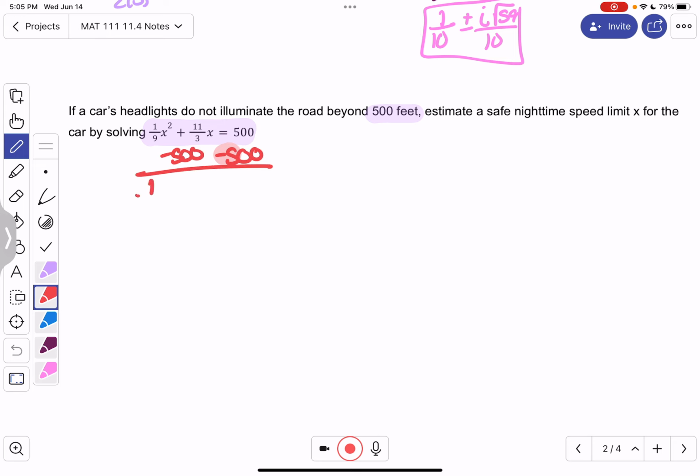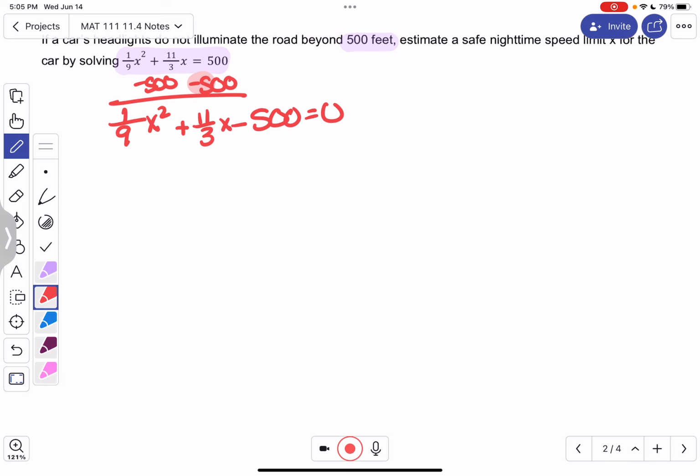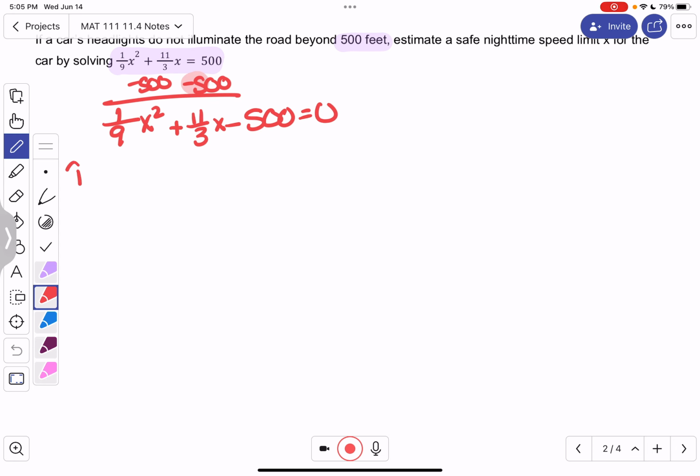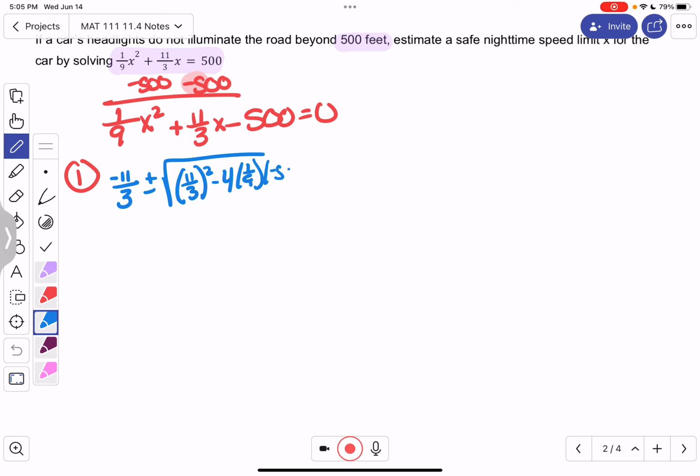And there's no like terms, so we have 1/9 x squared plus 11/3 x minus 500 equals 0. Method 1 is to just do it as is with our fractions. Opposite of b, plus or minus the square root of b squared minus 4ac, all over 2a.